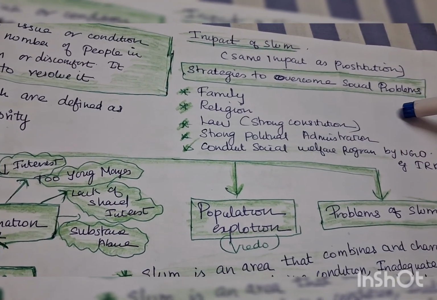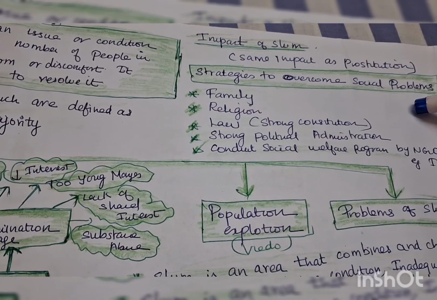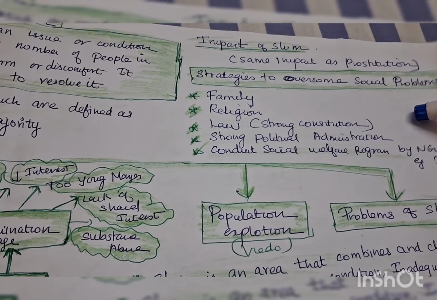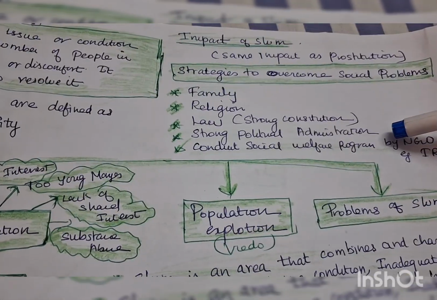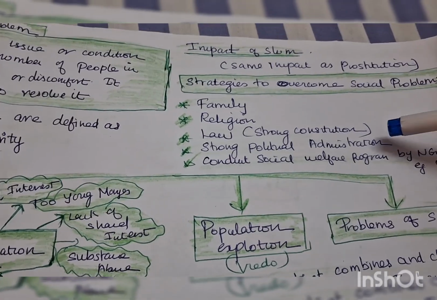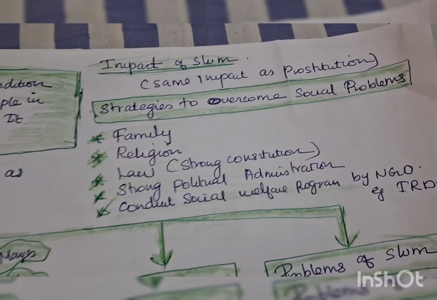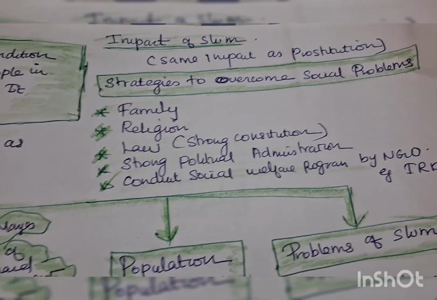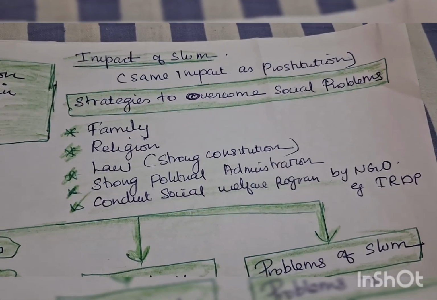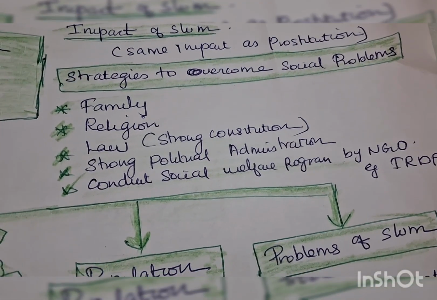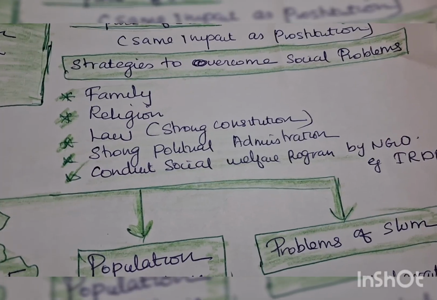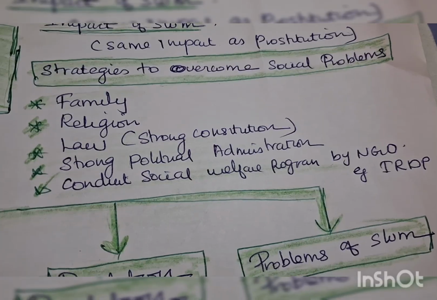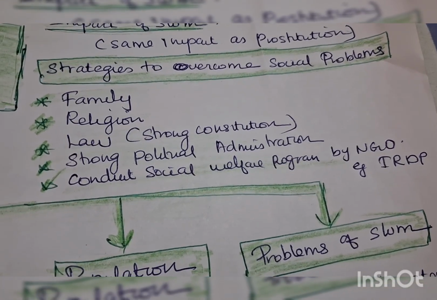Then strategies to overcome these slums. How to overcome? Like the government is giving 1,000 rupees, 500 rupees per month. Will it be overcome? It cannot be. You have to start free education, and the same impact as prostitution you can write. What are the strategies to overcome? Same strategy. Giving money is not enough for them. There should be strong political administration. These administrators should plan wisely, conduct more programs and educate those children, and find NGOs to adopt these slum children.